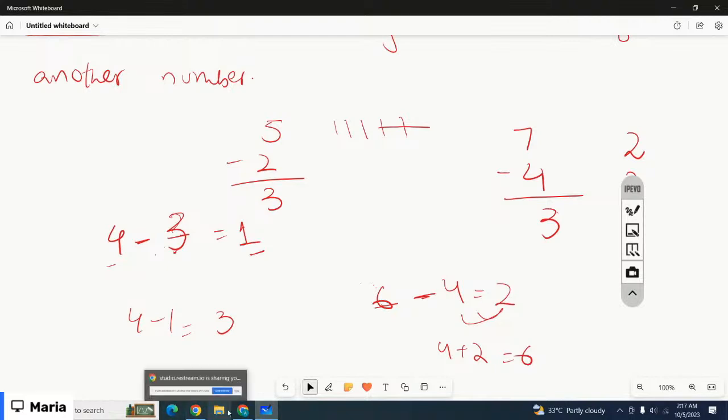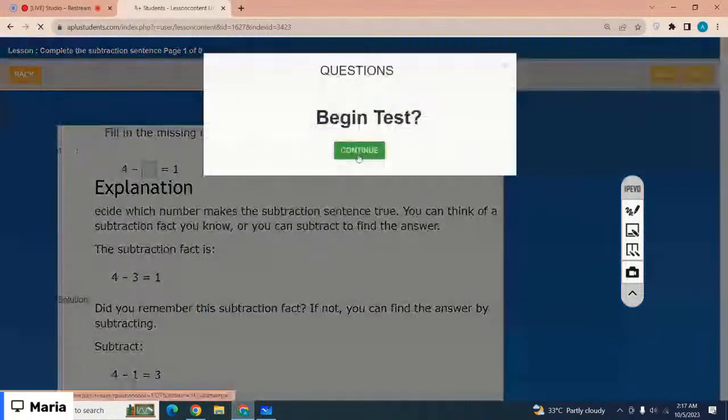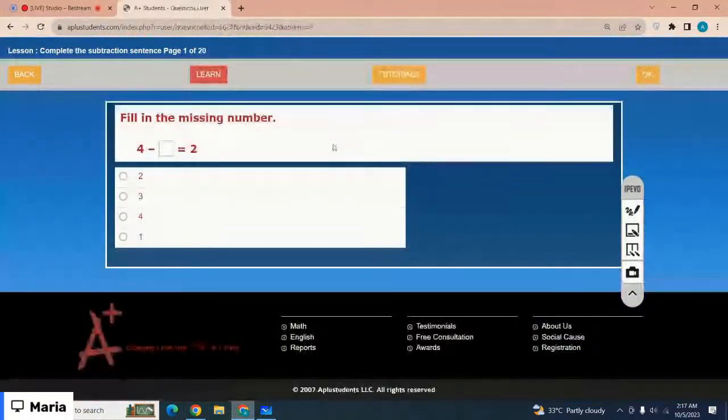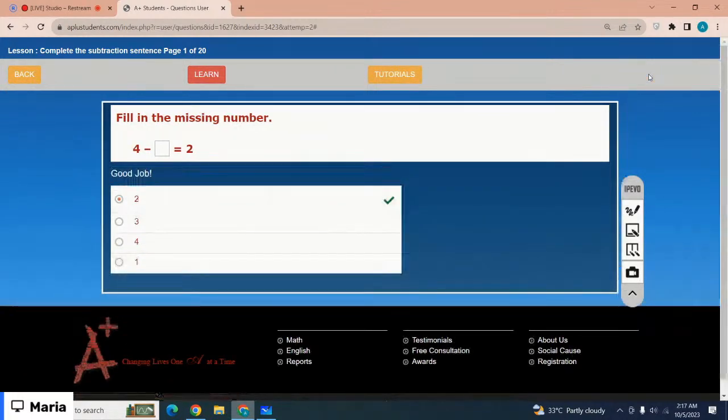Let's just start with the examples. Let's see how we find the missing number. Find the missing number: 4 take away missing number equals 2. You are given 4 options. You can start by checking the options. Let's start with the first one. 4 take away 2 is 2. That means that is the correct option, right? By chance option 1 is the correct one. 4 take away 2 equals 2. Because you are given the options, you can just check different options to see which is the correct one.